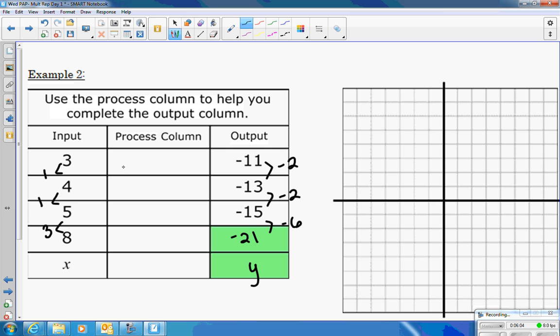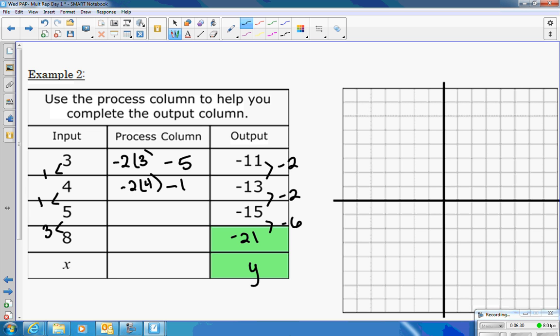Now it's time to come up with my process. So it's -2 times my term number. -2 times 3 is -6. But to get to -11, I have to subtract 5. -2 times 4 is -12, but to get to -13, I have to subtract 1.